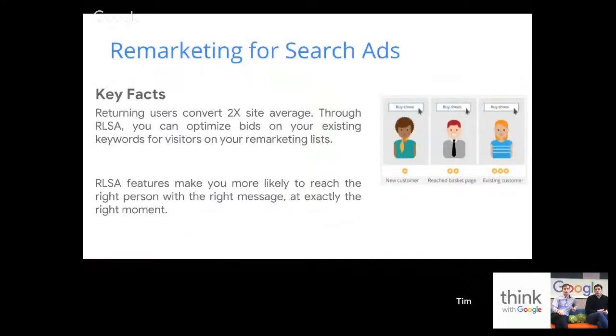When we're looking at remarketing for search ads, which is probably one of the most powerful ways that we can re-engage with your visitors, we want to look at a couple of key things. First, returning users convert twice as much as the site average. And through RLSA, we can optimize bids on specific keywords for visitors on your remarketing list. If you know that someone has been on a particular page of the website, and you know that these people tend to convert much more because your analytics say so, you should definitely take advantage of that and maximize what you can get out of it.